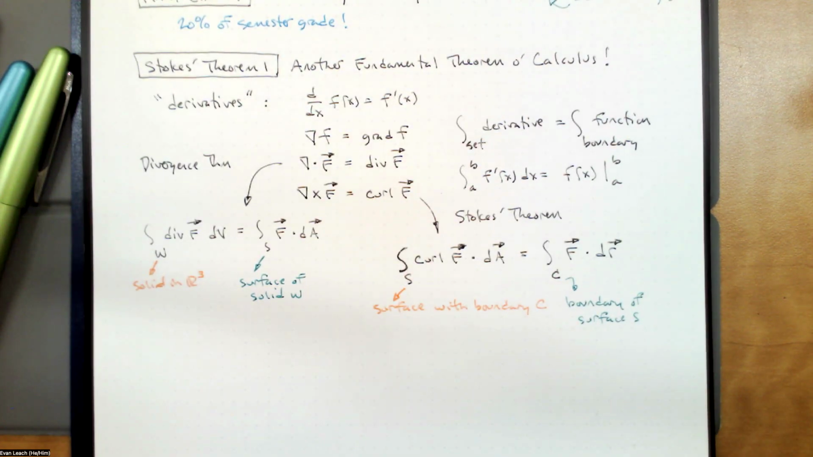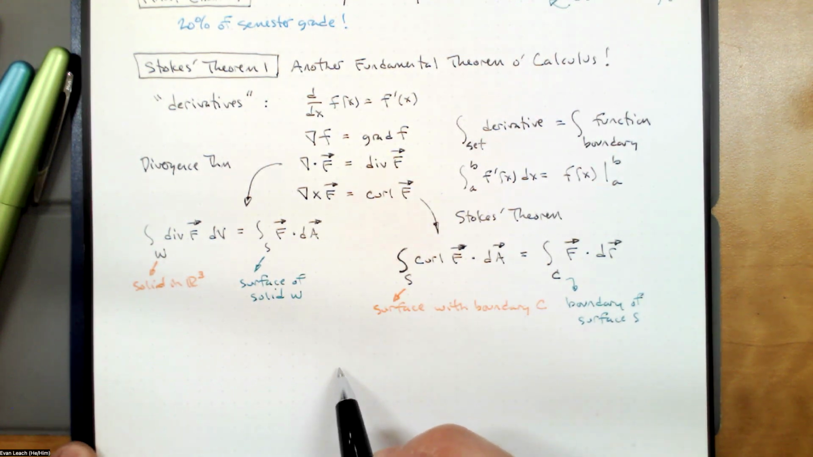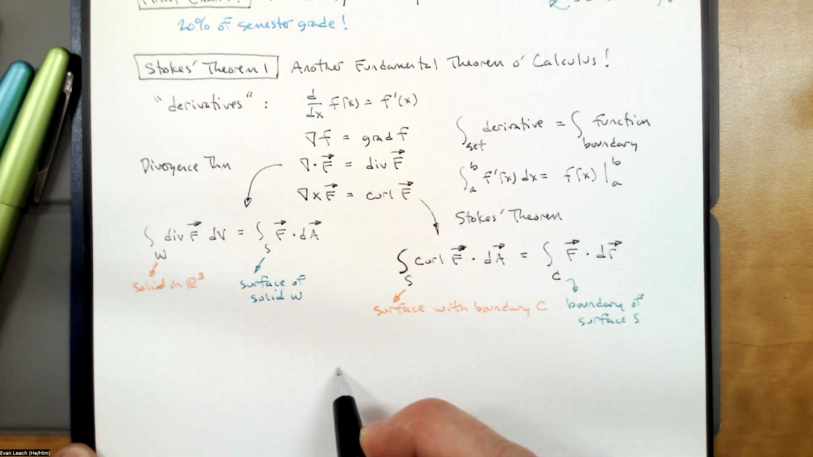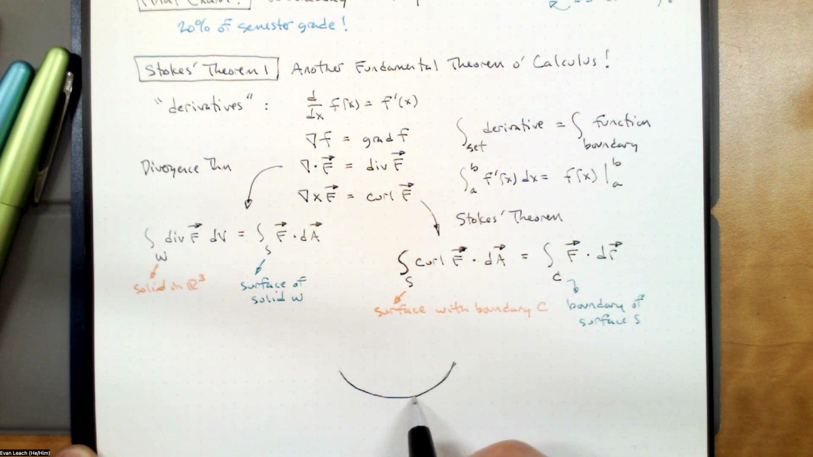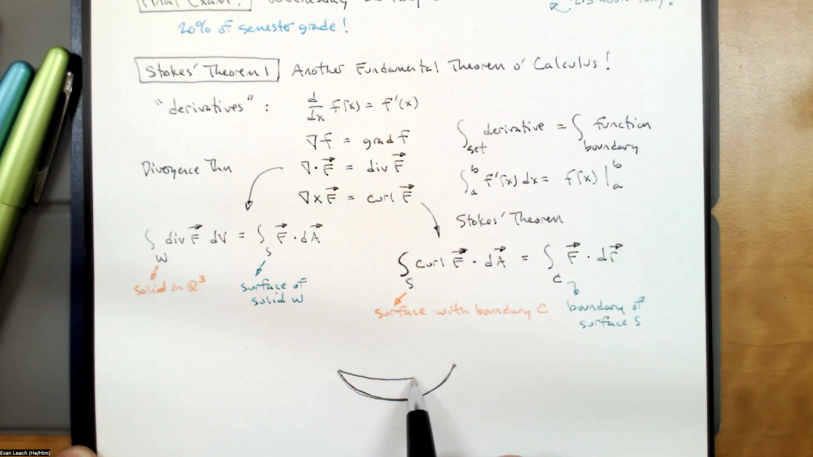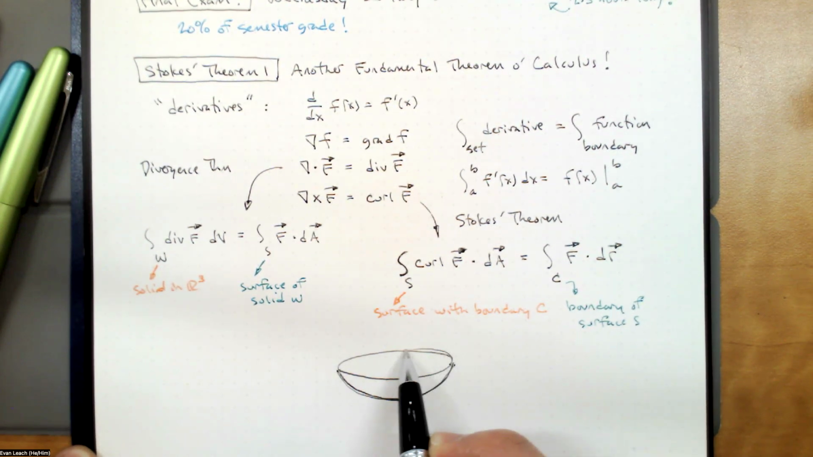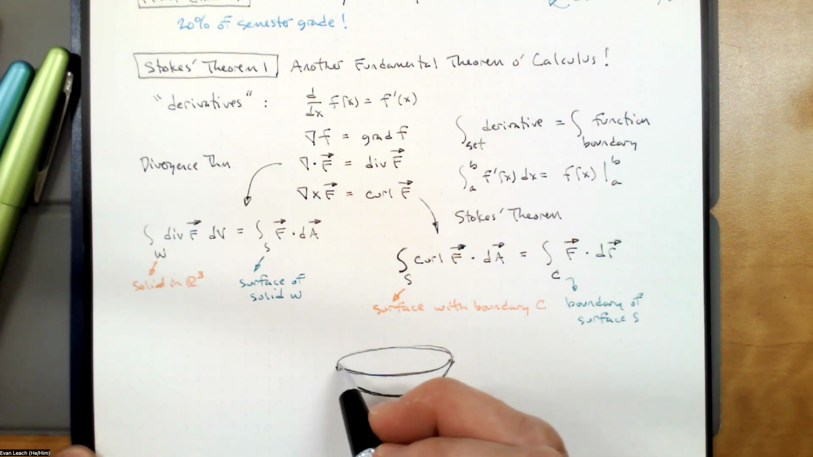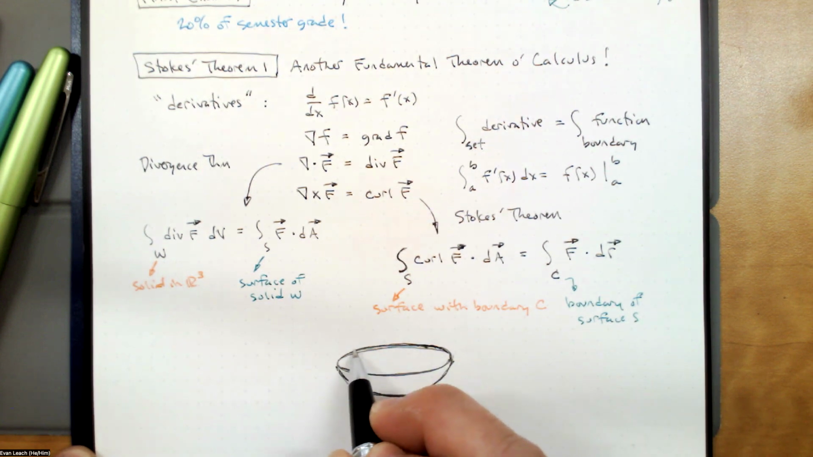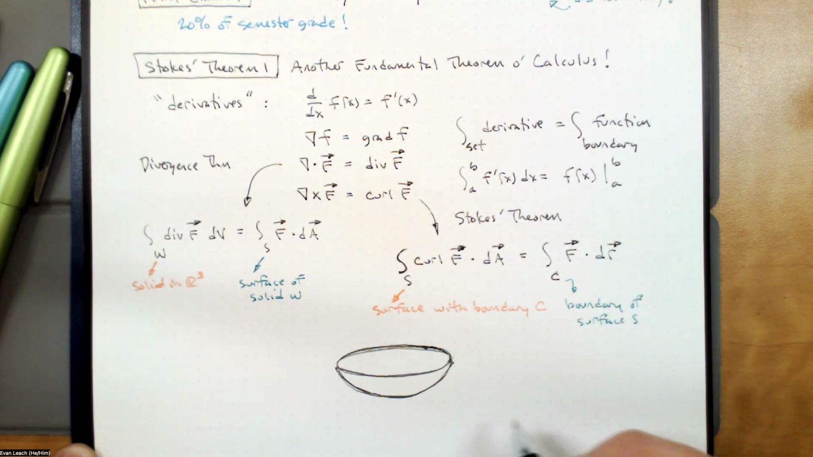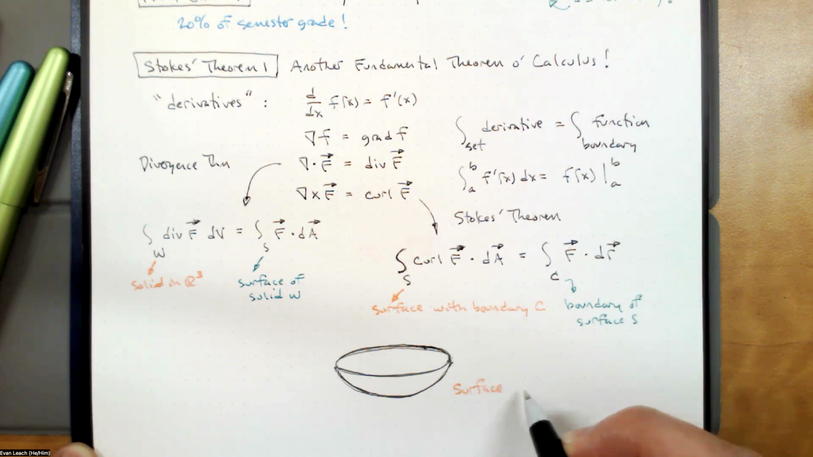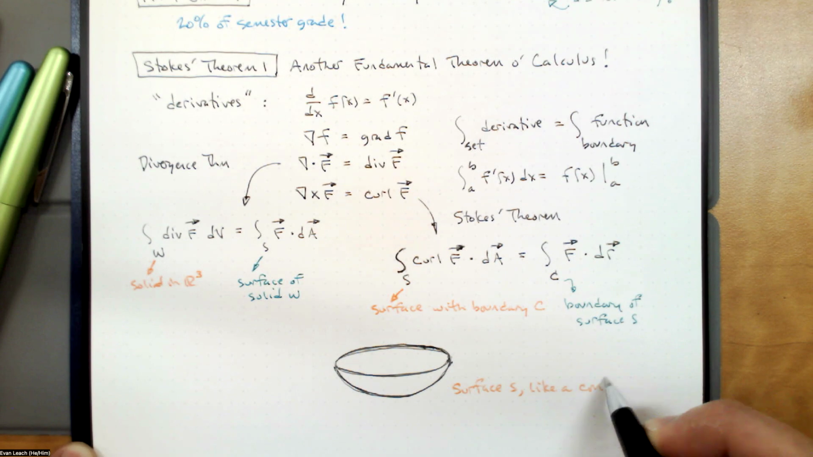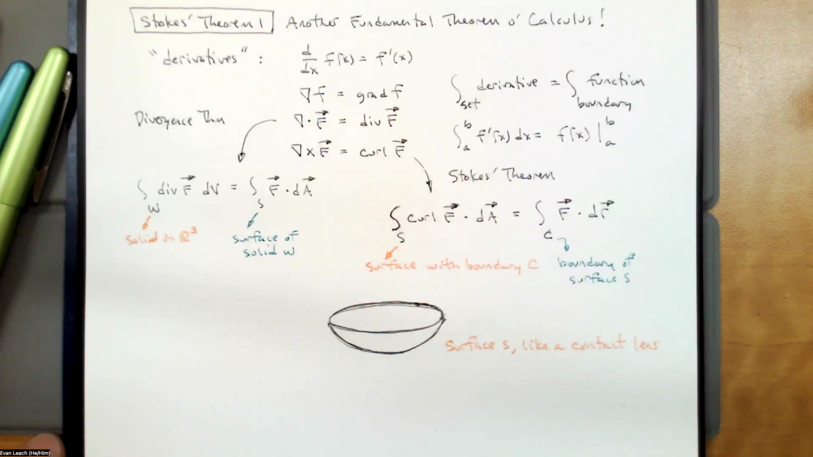So if we've got some surface, this is where I have to draw something like a contact lens. It's the difficult part. So I'm just going to draw an inverted contact lens. Not quite. Kind of. So imagine we got this surface. Think of it as like a bowl or a contact lens.